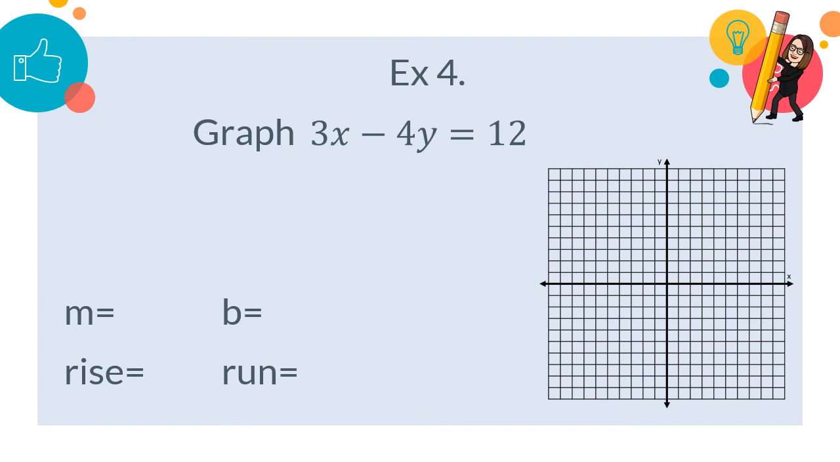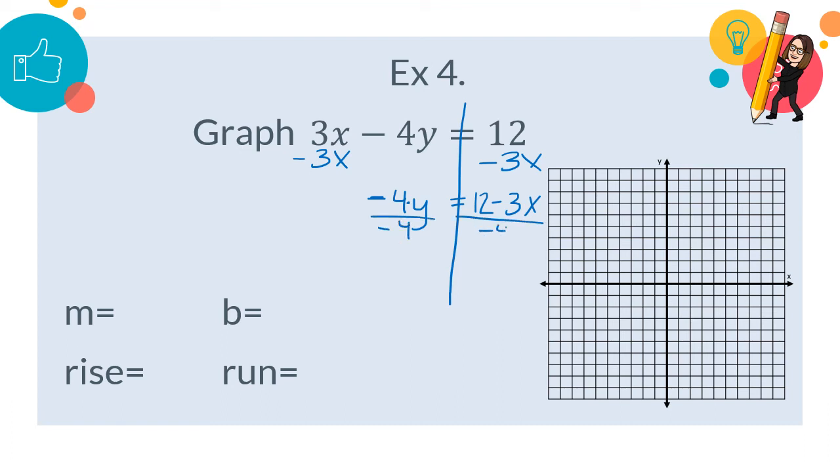All right, let's take a look at our last example. First step, isolate y. I've got some work to do. To start off, let's kick that 3x to the other side. Instead of positive 3x, let's minus 3x. That leaves me with 12 minus 3x, and I still have a negative 4y left over. Don't forget the negative. Instead of timesing by negative 4, I'm going to divide by negative 4. Y is by itself on the left.